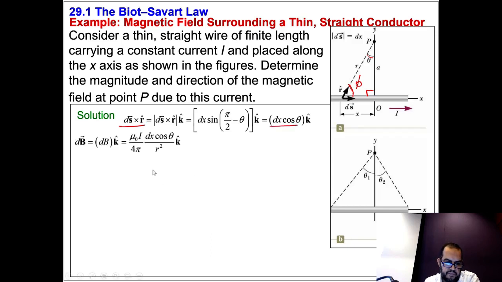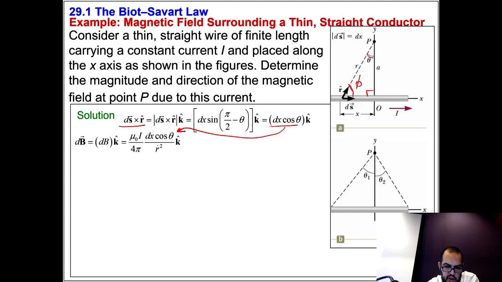All right, so now we can write dB. dB is equal to mu 0 I divided by 4 pi times ds crossed with r, this is what we are writing here, divided by r squared.